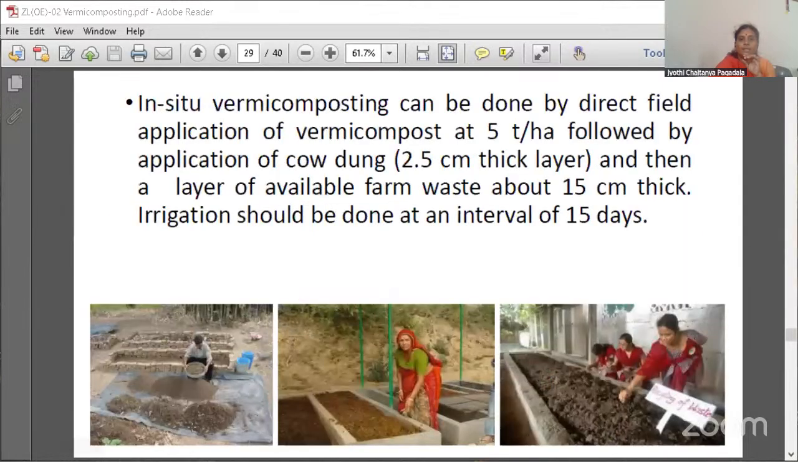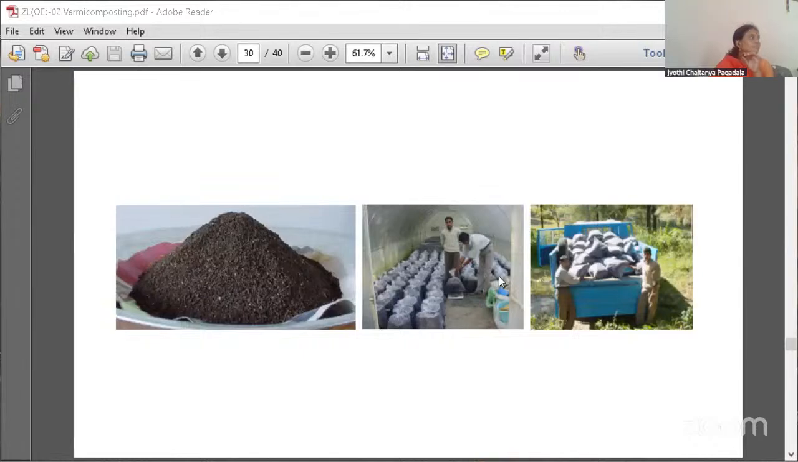Here you can see the pits, which are with different layers. This is in situ vermicomposting. Here you can see the harvesting. Here you can see the manure.